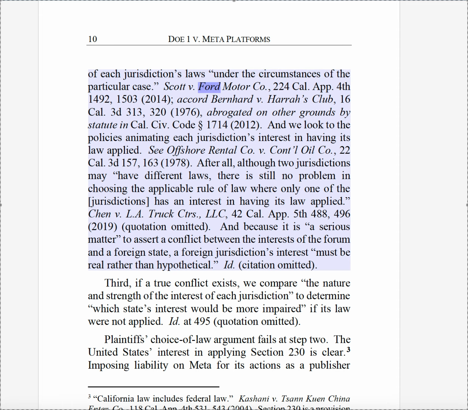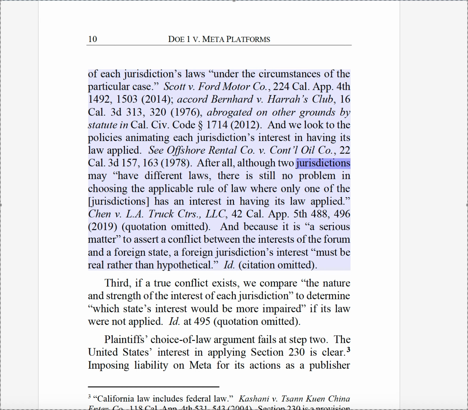Scott v. Ford Motor Company, 224 Cal. App. 4th 1492, 1503, 2014. Accord Bernhard v. Harrah's Club, 16 Cal. 3d 313, 320, 1976, abrogated on other grounds by statute in Cal. Civ. Code Section 1714, 2012. And we look to the policies animating each jurisdiction's interest in having its law applied. See Offshore Rental Company v. Continental Oil Company, 22 Cal. 3d 157, 163, 1978.